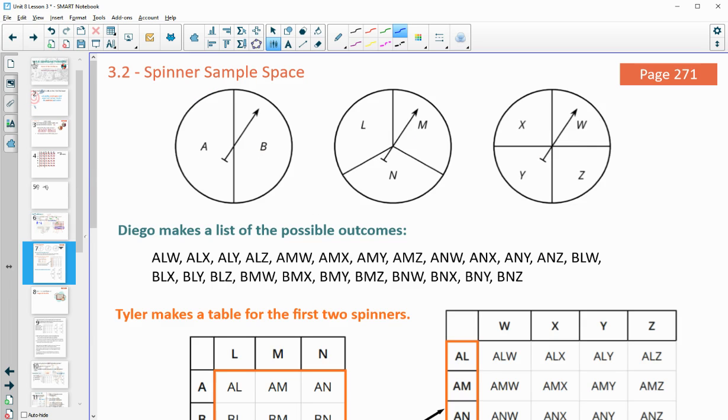All right, then we're going to practice doing sample space for these spinners. And you want to take a look at how Diego, Tyler, and Lynn each looked at writing out the sample spaces.